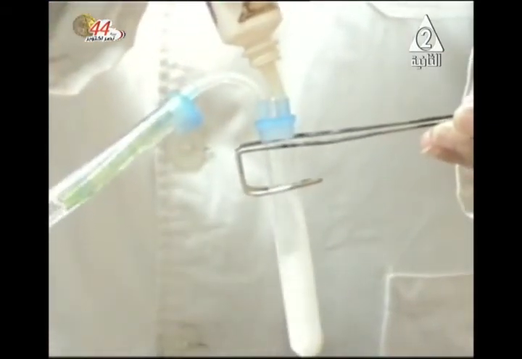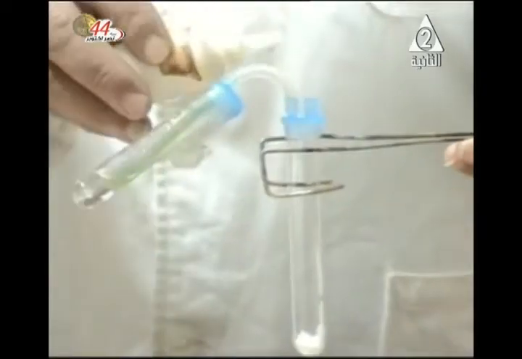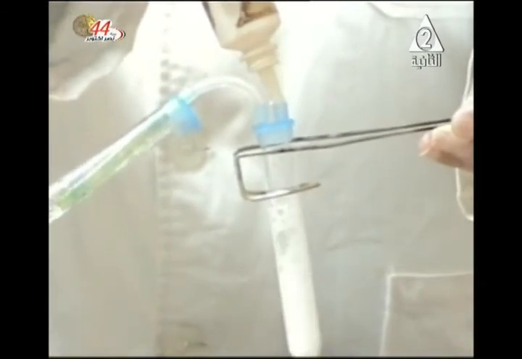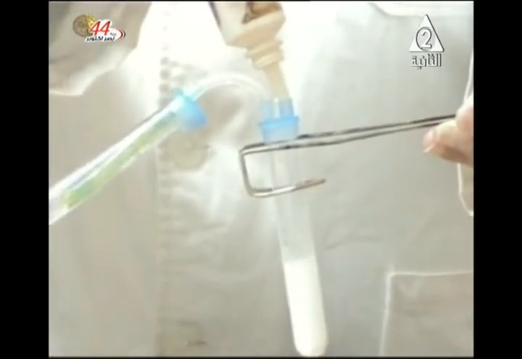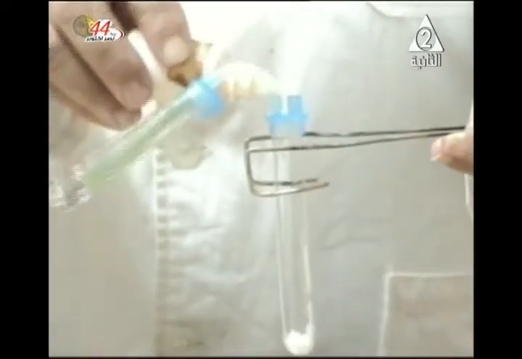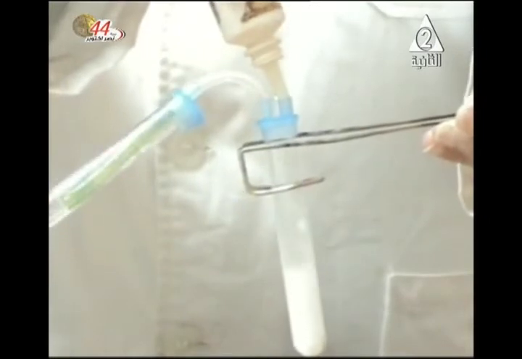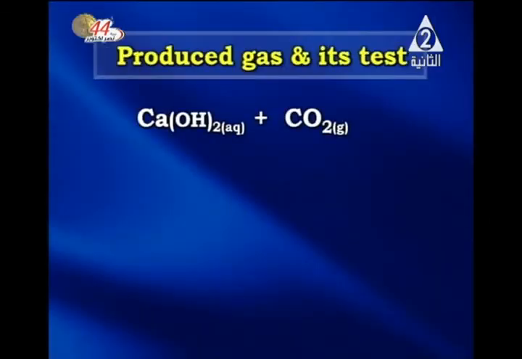And here, on collecting the carbon dioxide gas over lime water, as shown on the screen, it turbids the lime water due to formation of calcium carbonate. When passing the carbon dioxide for a long time, it will disappear as it forms calcium bicarbonate. So, my dear student, as I told you, carbon dioxide turbids lime water.